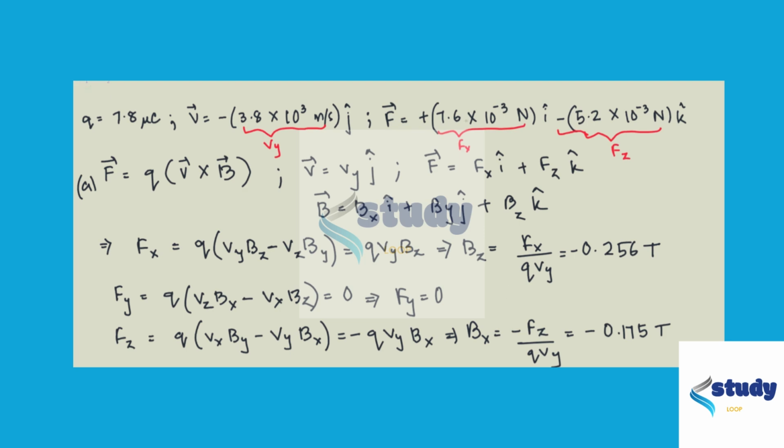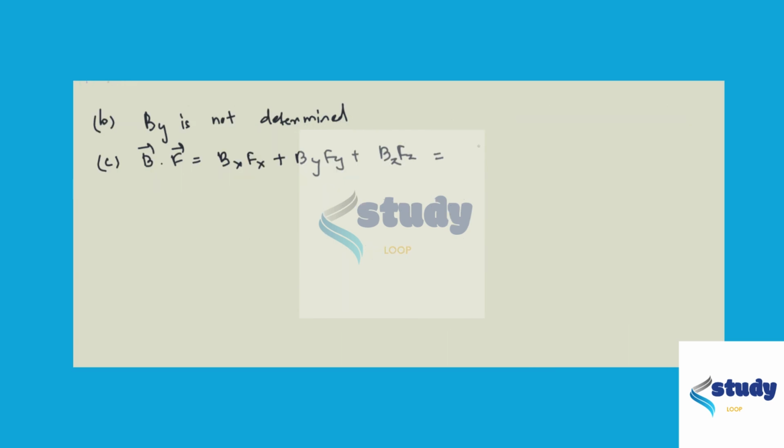Now for part C, the dot product of the magnetic field and the force is going to be equal to Bx Fx plus By Fy plus Bz Fz. So this is basically the scalar product. So we will arrive at this result, and we use all the values that we found over here and the information that's given, and we find this value to be equal to 0. So this means that the dot product of both these vectors is equal to 0.